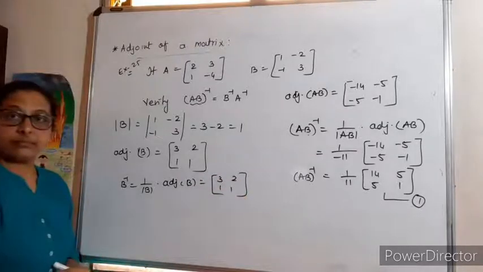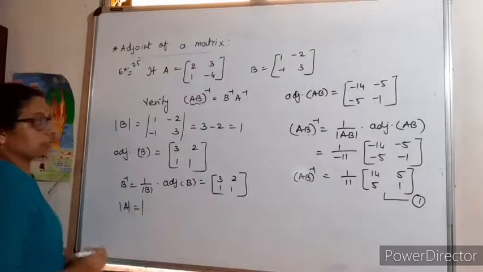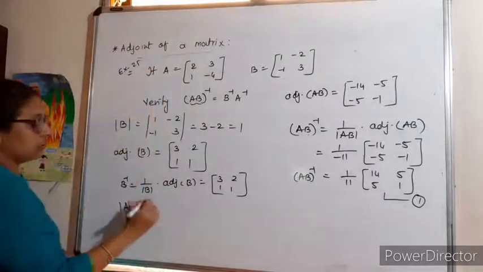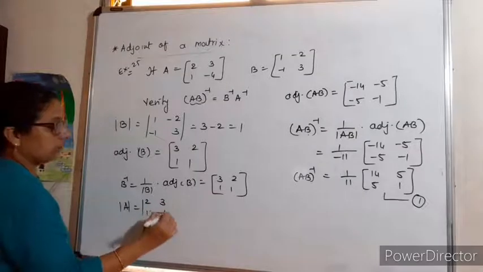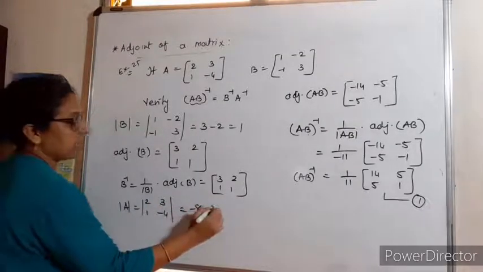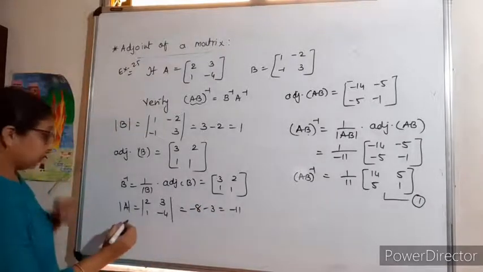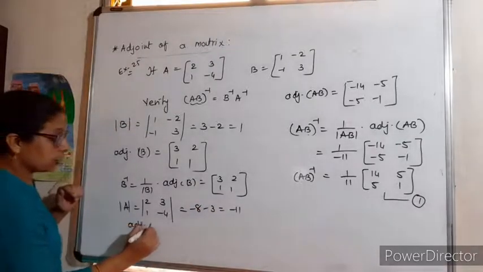That's it. Now we will find determinant of A. 2 3, 1 minus 4: minus 8 minus 3, minus 11. Now adjoint of A.